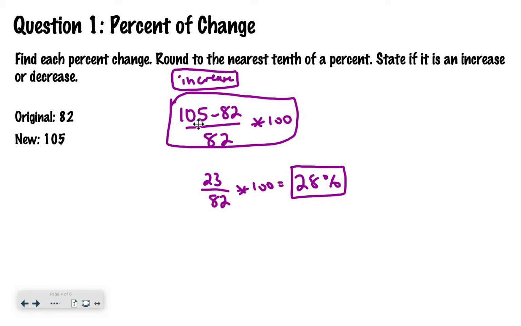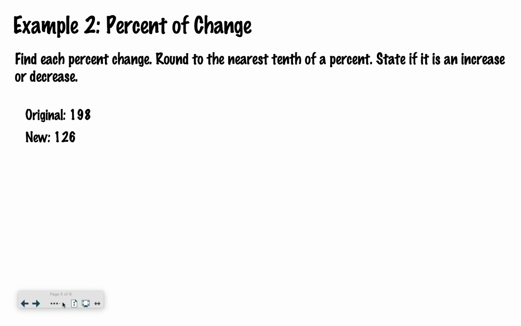So then once you do 105 minus 82, that's 23 divided by 82 is like 0.2804. So then when you multiply by 100, it becomes 28%. All right, let's try another one.